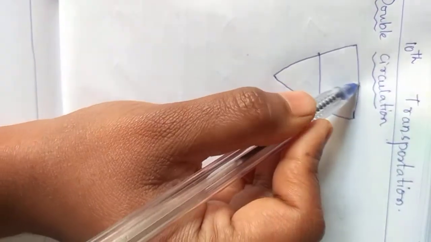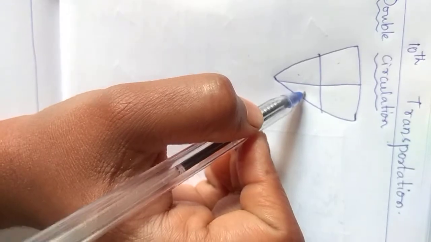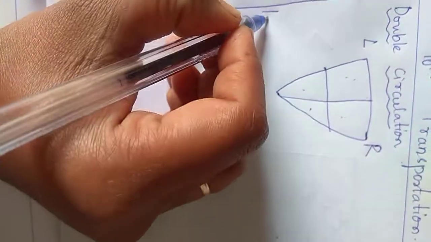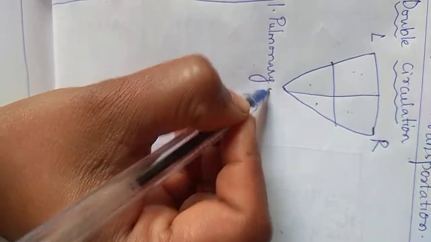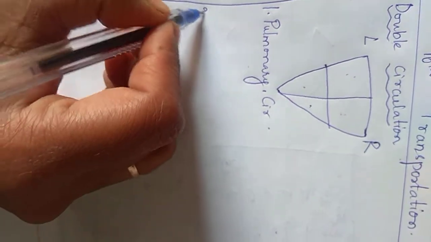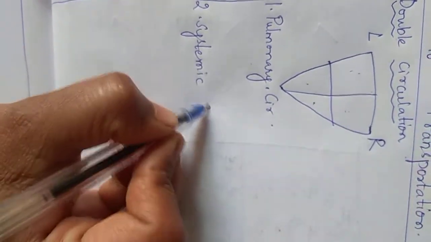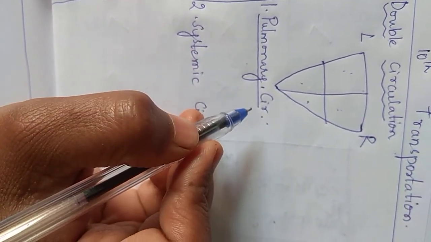So, if this is your heart, and the heart is divided into four chambers, auricles and ventricles. Auricles, this is the right side, this is the left side. So in double circulation there are two types of circulation. First one is pulmonary circulation. Next one is systemic circulation. First, pulmonary circulation. In the pulmonary circulation, what happens?